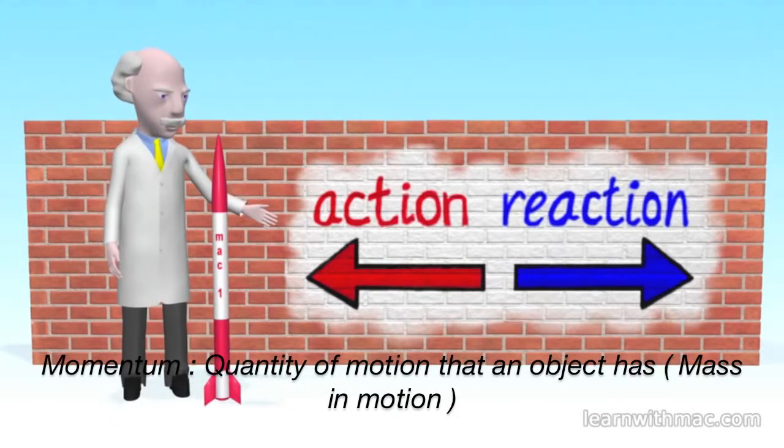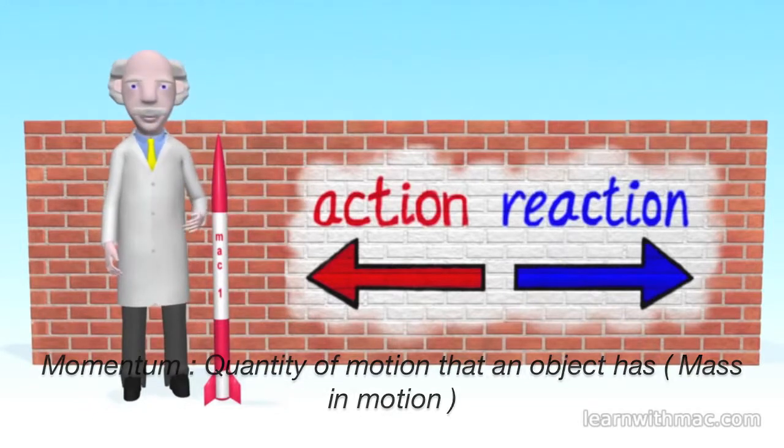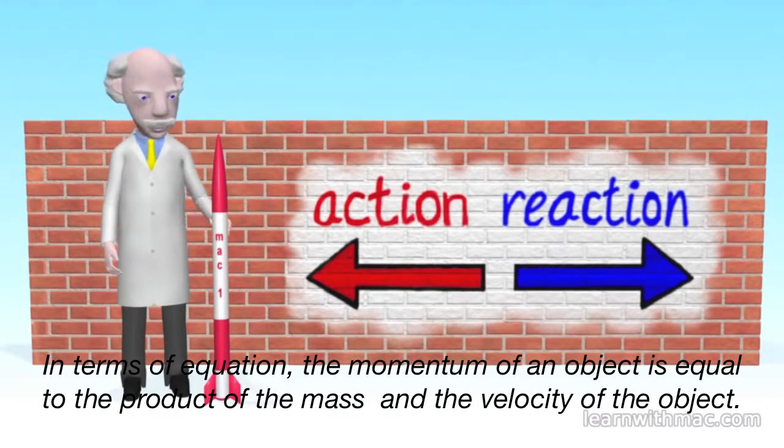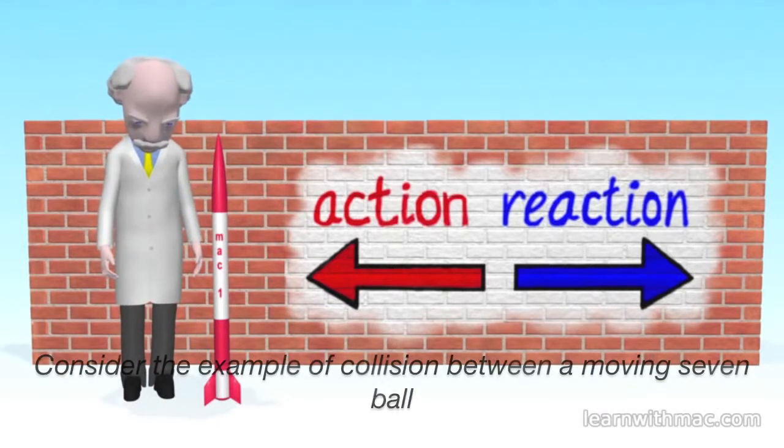And what is momentum? Momentum can be defined as mass in motion. In terms of an equation, the momentum of an object is equal to the product of the mass of the object and the velocity of the object.